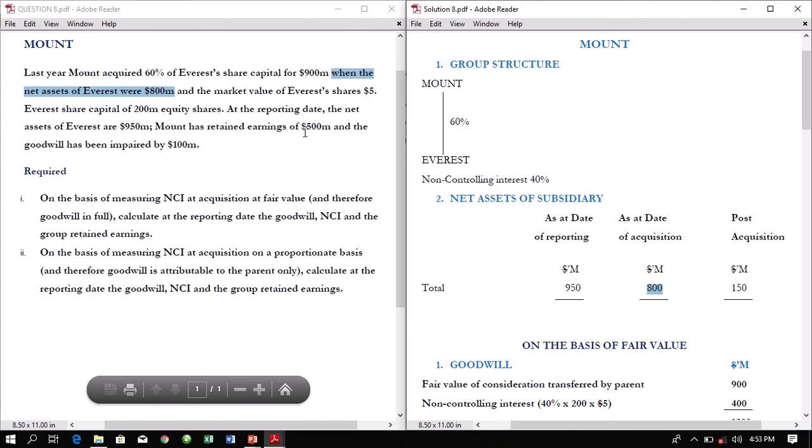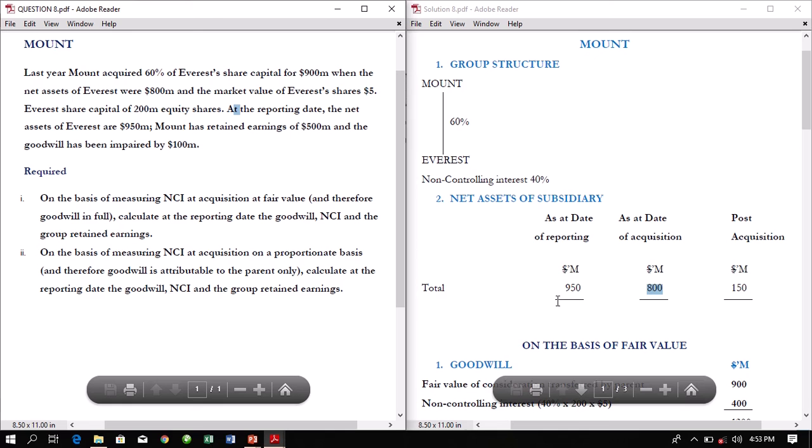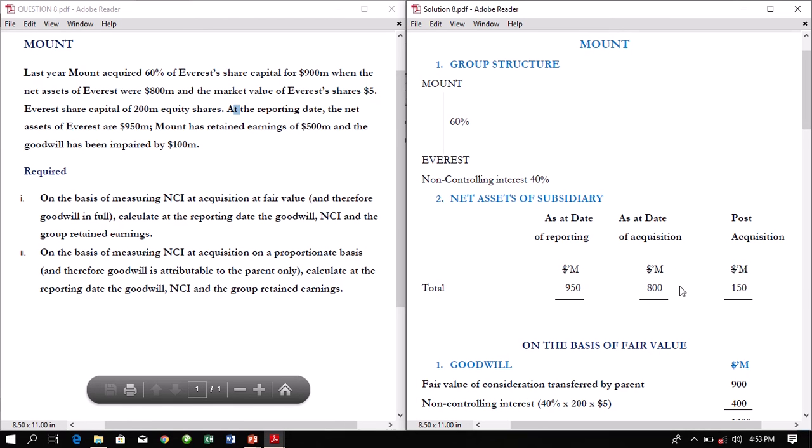Now, we are told also at the reporting date, the net asset of Everest are 950 million. Coming here at the reporting date, the net asset is 950. I told you in our previous video, the difference between our amount at the reporting date and our amount at the acquisition date give us our post acquisition. But that is not actually where we are told to go. I just need to do this to make the work easy for us. So we have our group structure and our net asset. Now we can go to the computation of our goodwill.